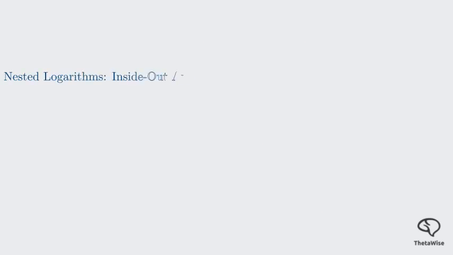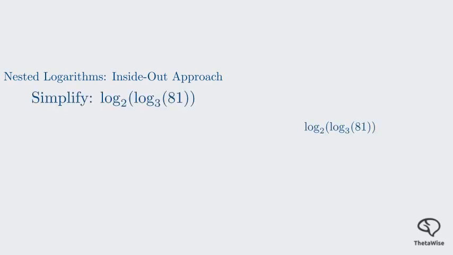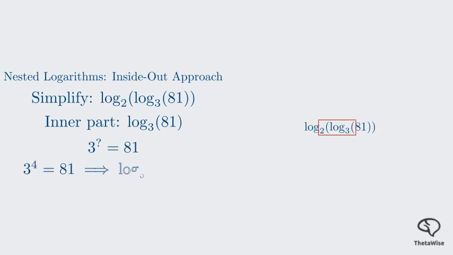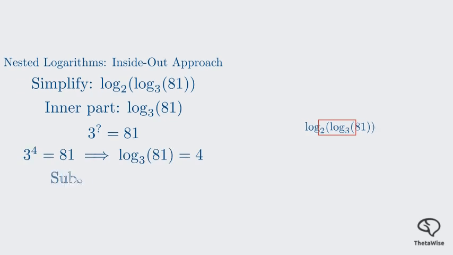Our first challenge involves expressions with nested logarithms. This requires a systematic inside-out approach. Our goal is to simplify the expression log base 2 of the log base 3 of 81. Let's look at the inner part first. Log base 3 of 81. We ask ourselves, 3 to what power equals 81? 3 to the power of 4 equals 81. Therefore, log base 3 of 81 equals 4. Since 3 to the power of 4 is 81, the inner logarithm simplifies to 4.